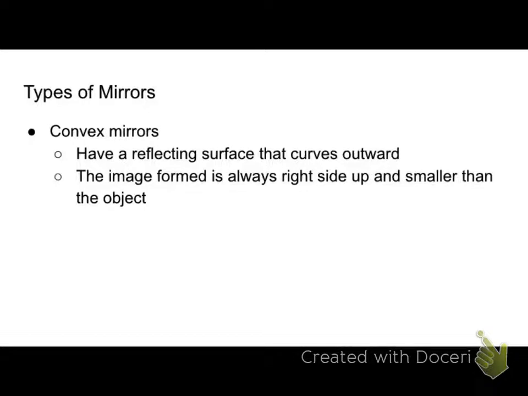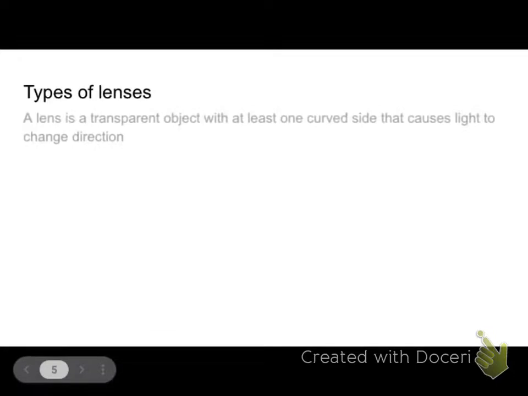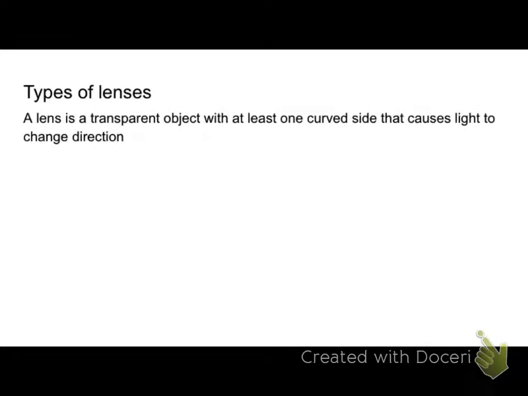Speaking of focus, let's talk about lenses. Lenses focus light, okay? They're transparent objects that are curved on at least one side that cause light to change direction, okay? So with mirrors, we had 3 types because we had one type that was just a straight flat mirror. But with lenses, that's not possible because in order to be a lens, you have to have at least one side that's curved. So there are only 2 types of lenses.